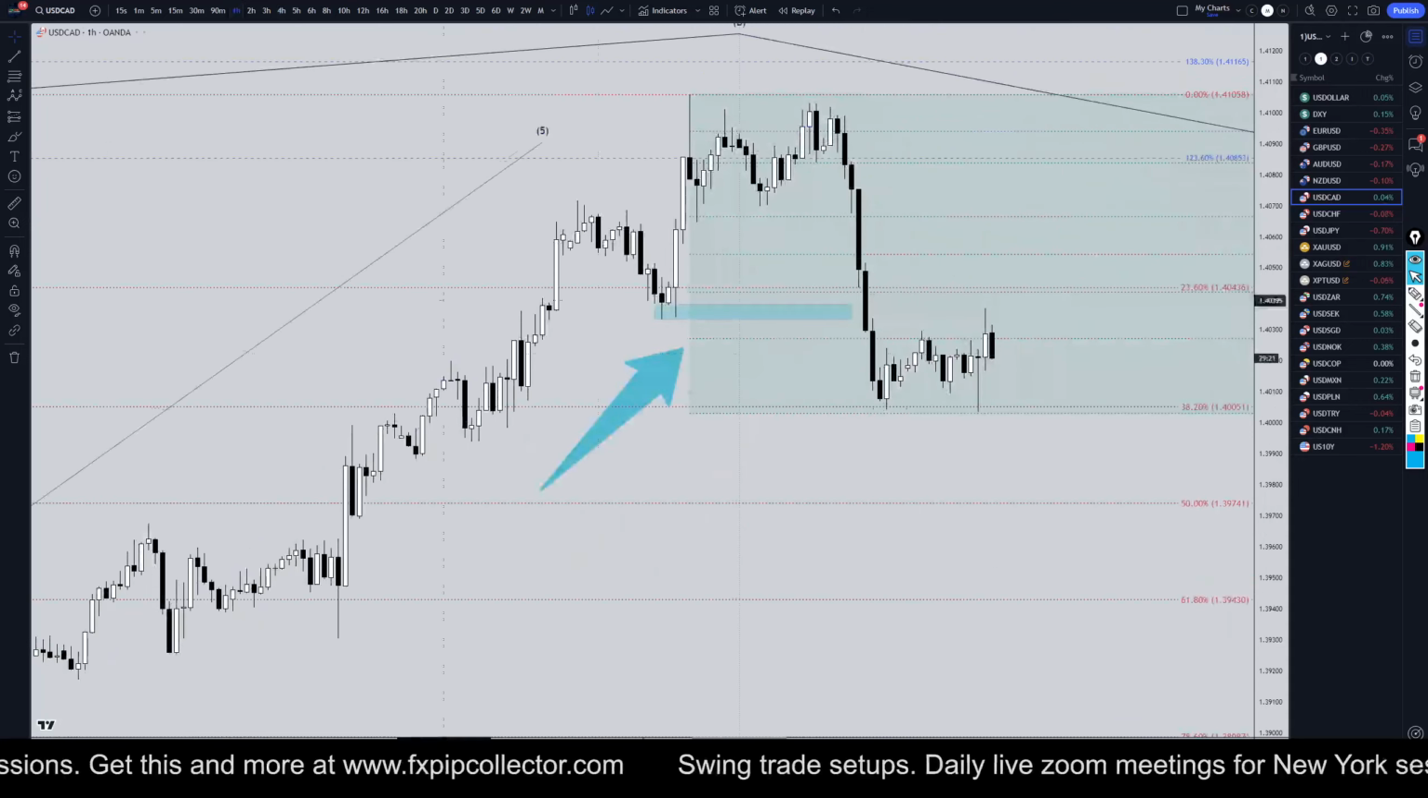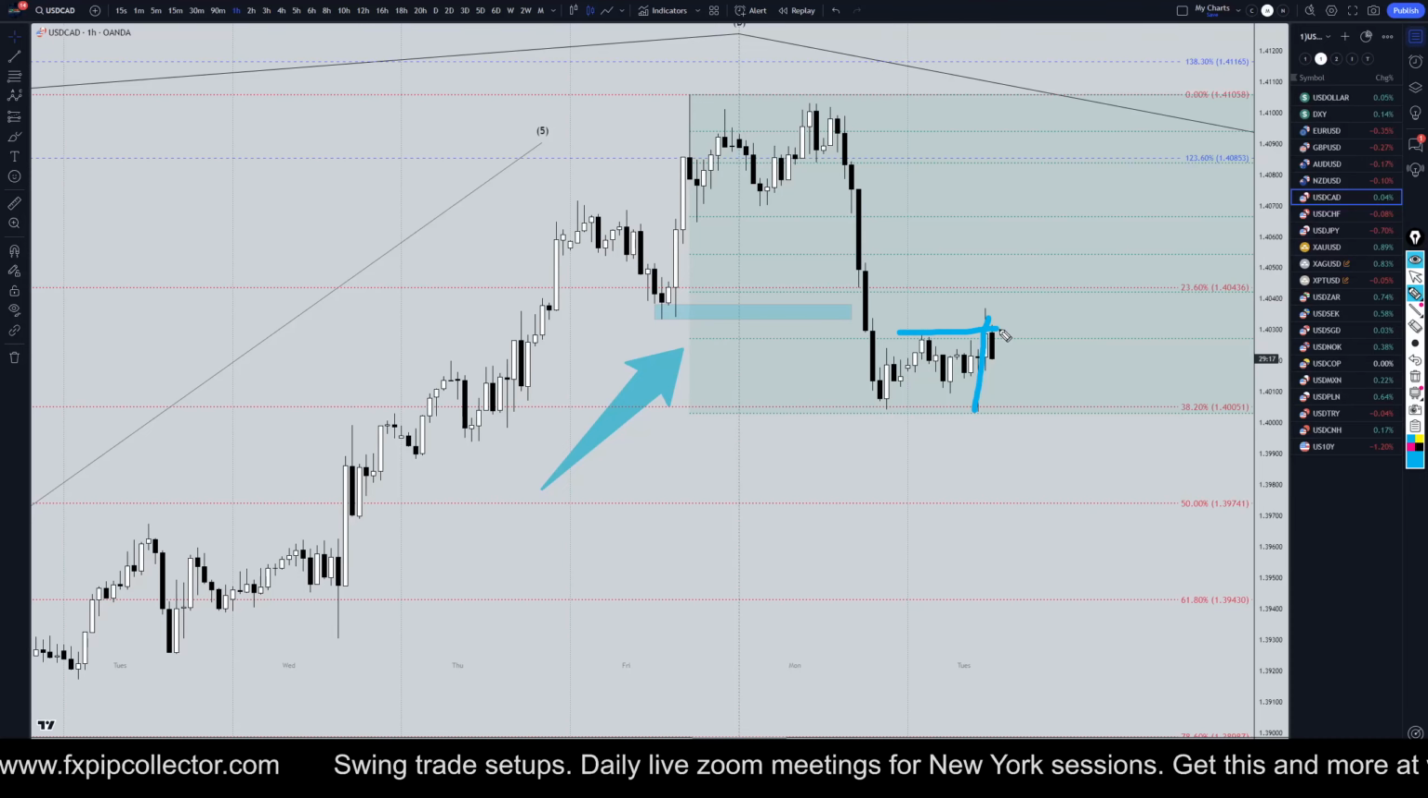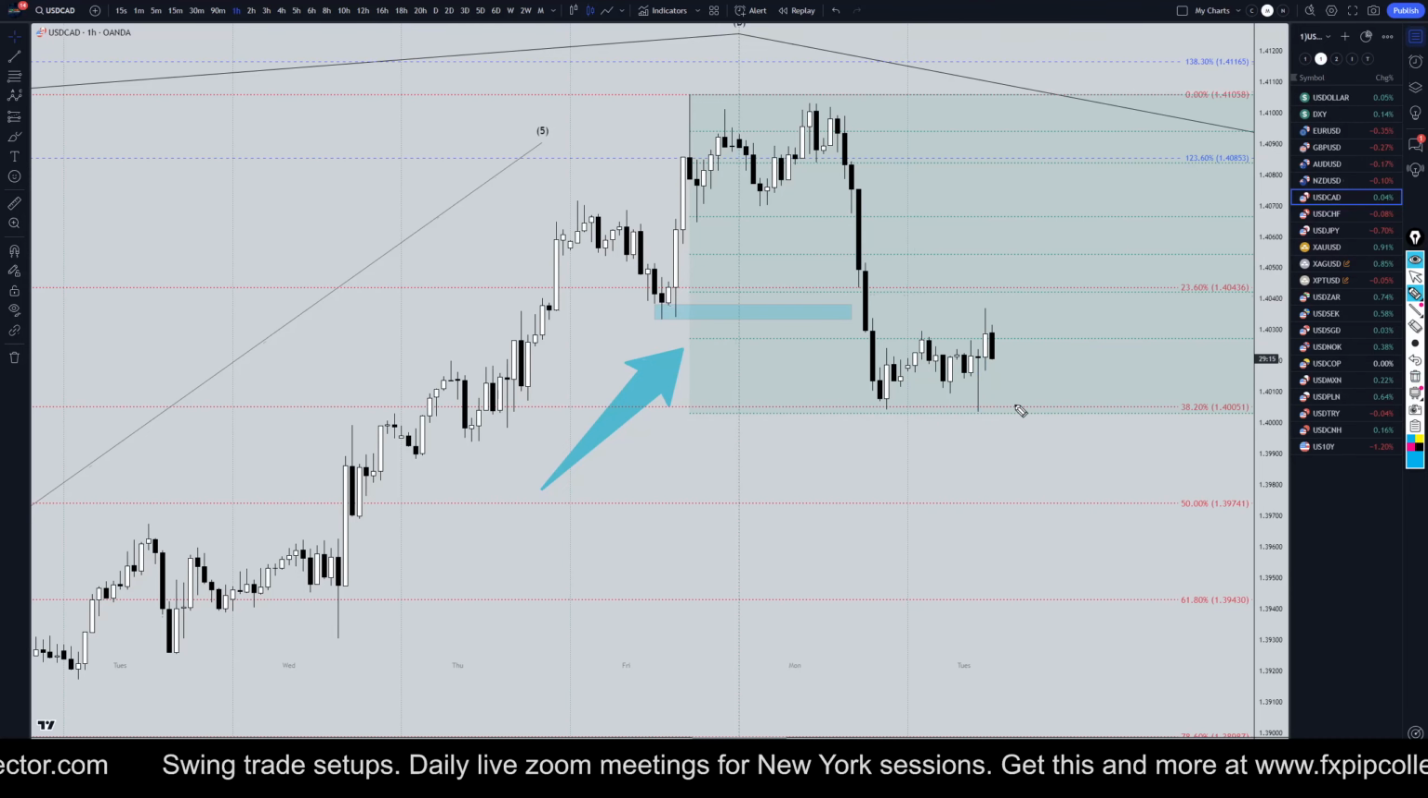Taking it down to the 1 hour time frame, we had a nice little impulsive move up and a nice little break of structure today. We'll have to see if this actually follows through or not.